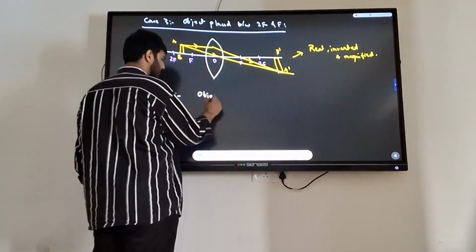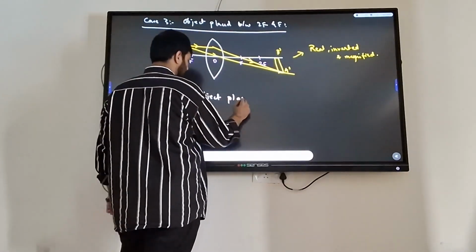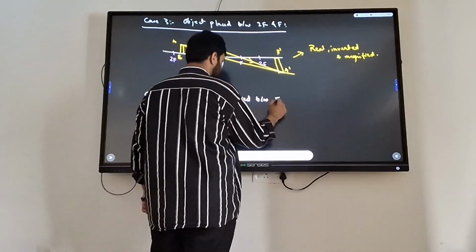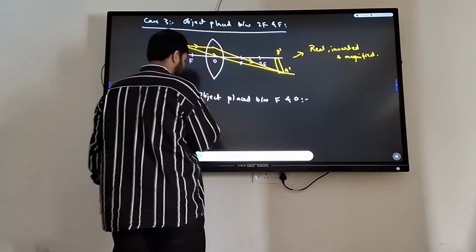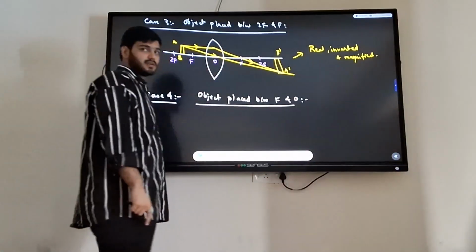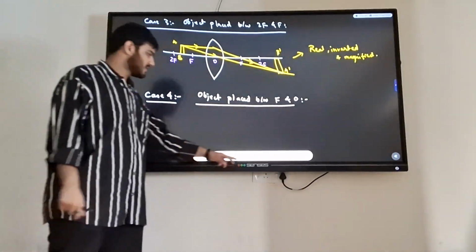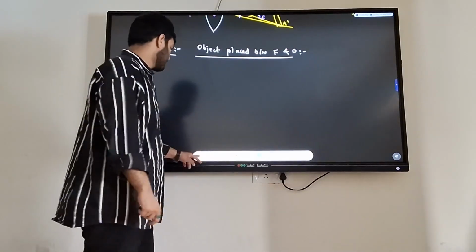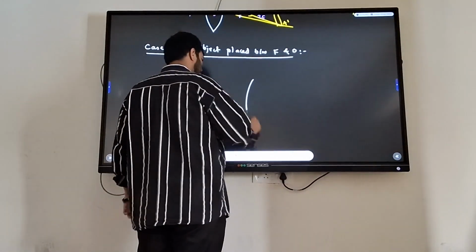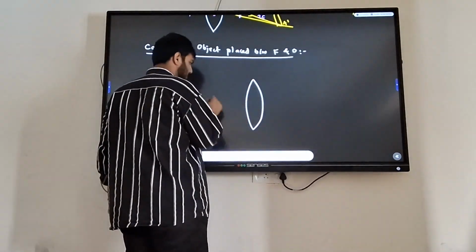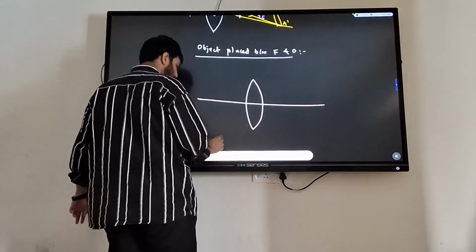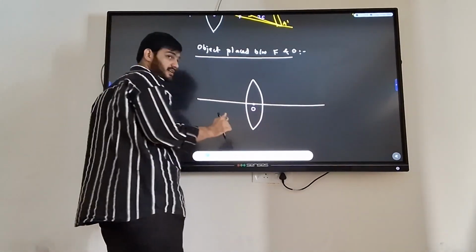Object is between F and O. Now what will I find? Let's make a diagram. So here you have the optical center O.